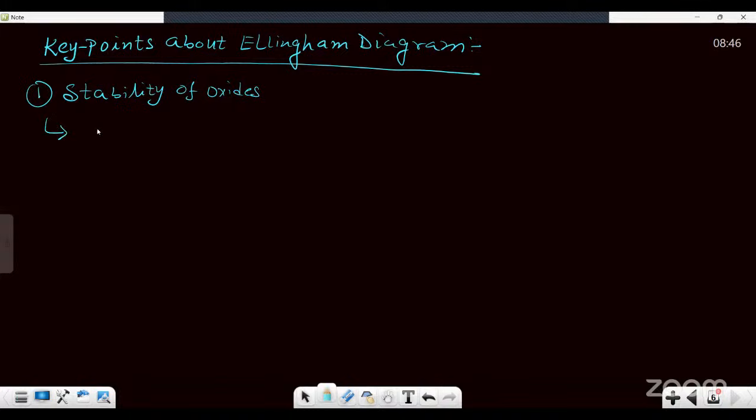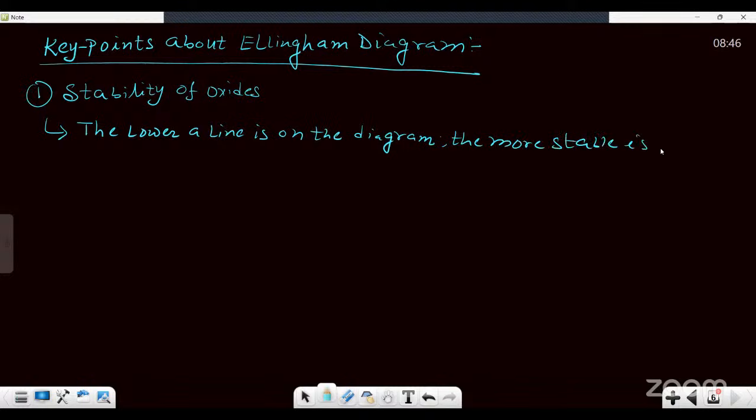How does it talk about the stability of oxides? The lower a line is on the diagram, the more stable is its oxide. We have seen that. Right? This is number one. Because a more negative del G naught value means the oxide is harder to reduce. You can write this.